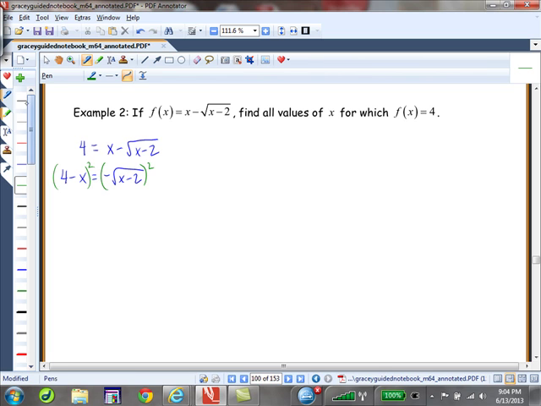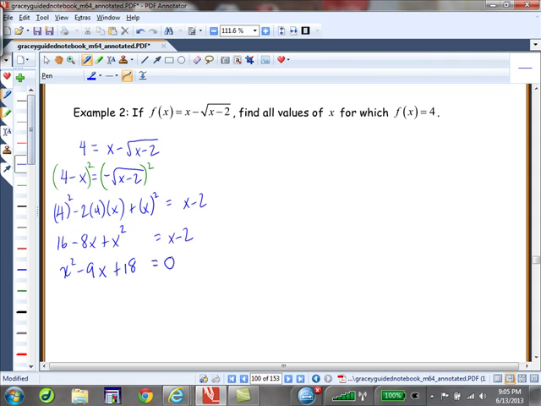So we square both sides, and then we will have 4 squared minus 2 times 4 times x plus x squared equals x minus 2. 16 minus 8x plus x squared equals x minus 2. Getting 0 on the right-hand side and putting everything in descending order, we'll have x squared, subtracting an x, so negative 9x, and then adding 2, so plus 18, equal to 0.